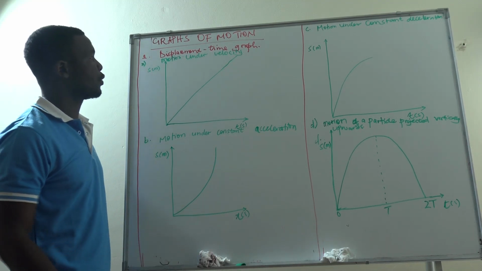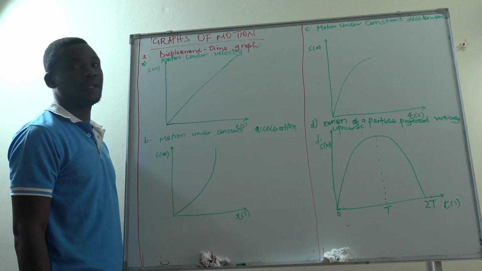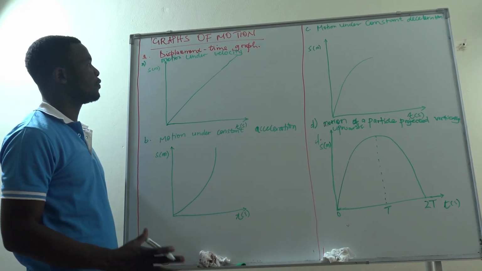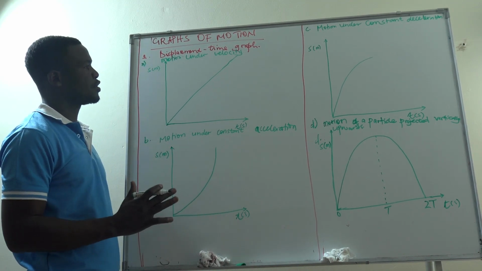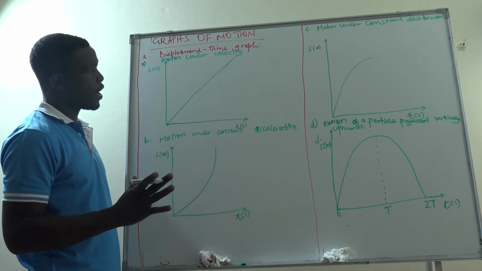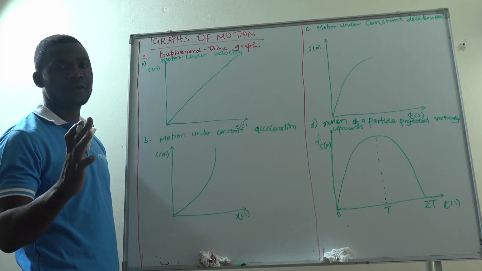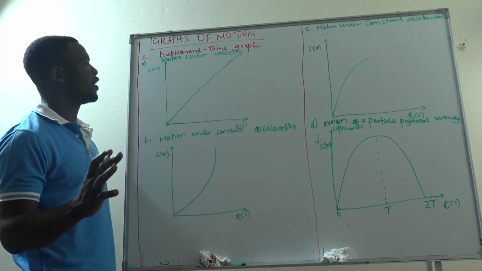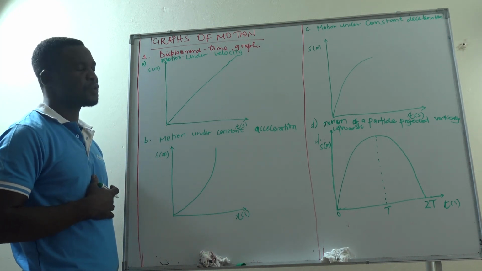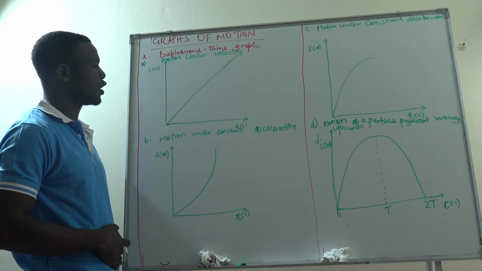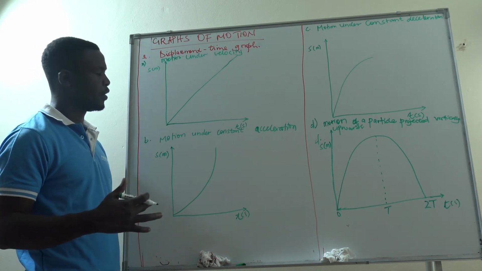In this video we are going to look at the graphs of motion, and our main focus is displacement time graphs. Under displacement time graphs we are going to look at 4 scenarios, and the first scenario is when a body is moving with uniform velocity.